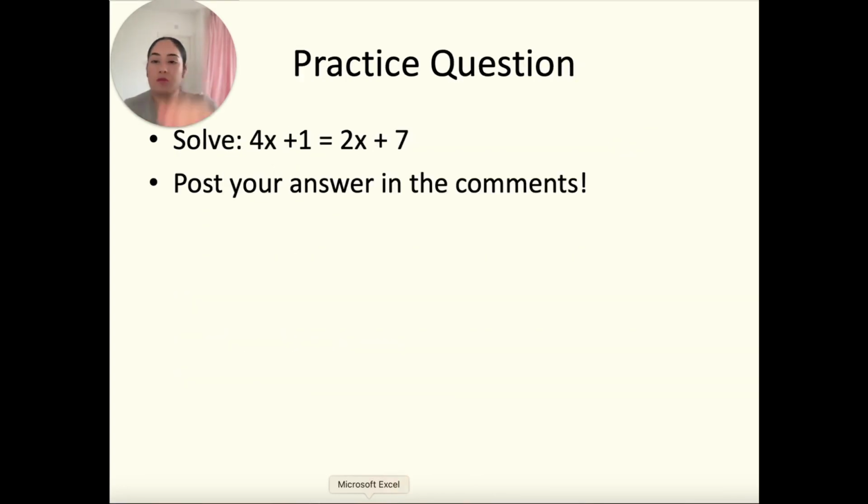Right. So now it's your turn. I have an equation on the board: 4x plus 1 is equal to 2x plus 7. Solve this equation and then leave your answer in the comments. I'll go through them and check them, and we'll leave you a little note. Good luck, let me know how it goes.